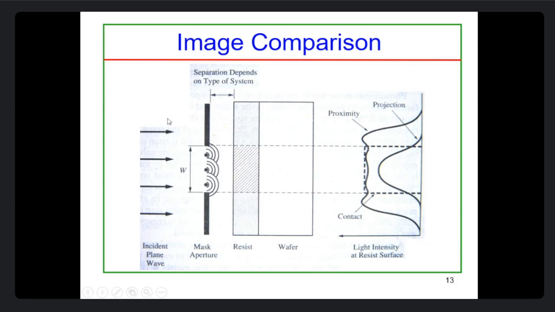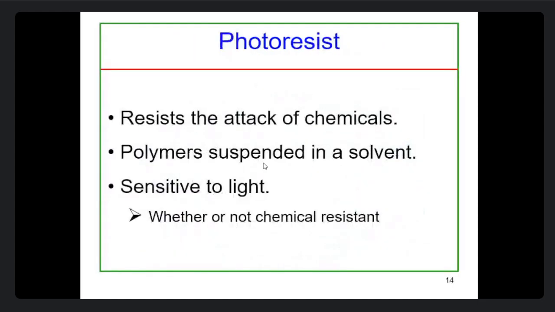And of course, as you change the separation or gap of the system, from contact it will become proximity, or from proximity it will become ideal contact. But to make a projection printing, or convert it to projection printing, you need another lens. Anyway, so this is the comparison.